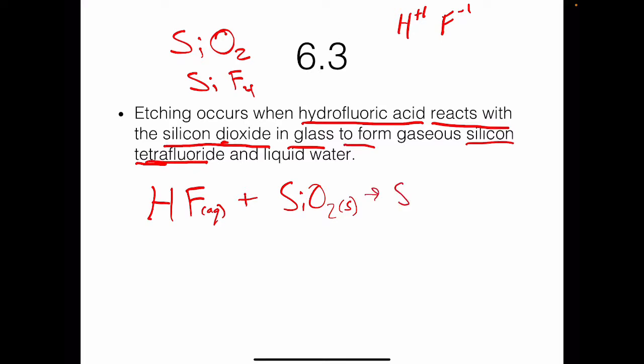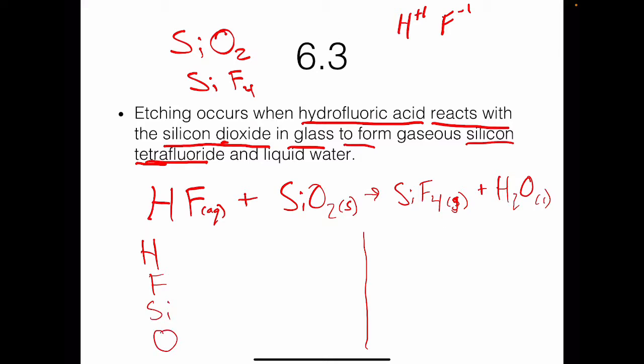Silicon tetrafluoride is SiF4, and we're told that this is gaseous. That's a G, gaseous. And liquid water, H2O, liquid. Now, we draw a line where the arrow is to separate the reactants from the products. List the elements that appear on both sides. We have H, F, Si, and O, and then count the number that appear on each side.